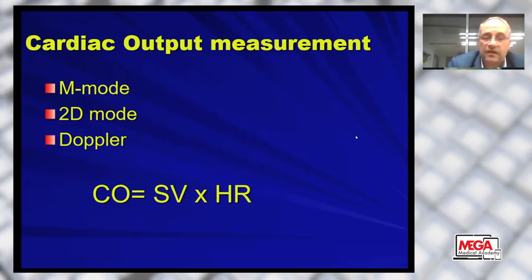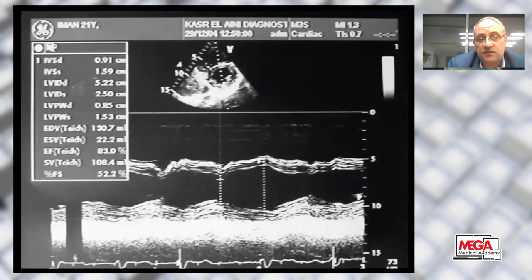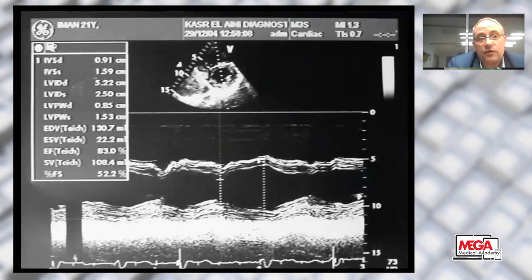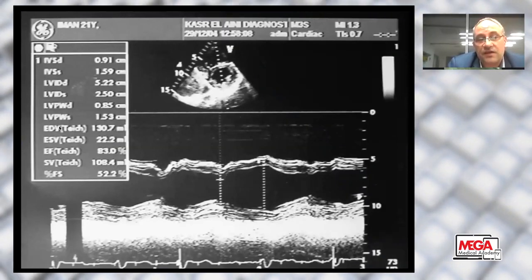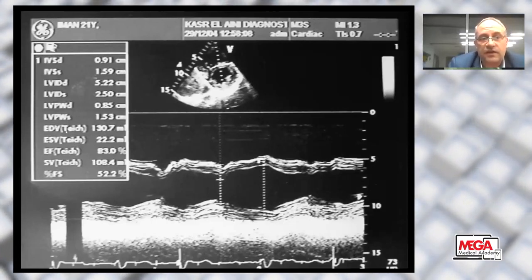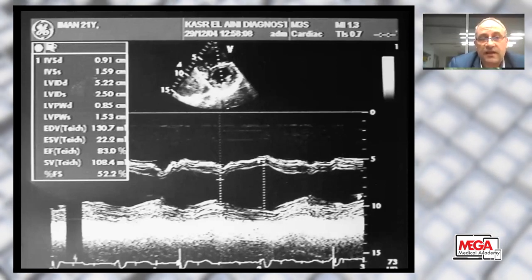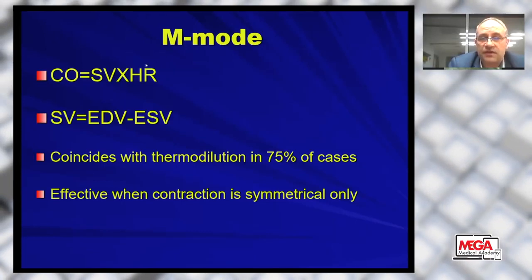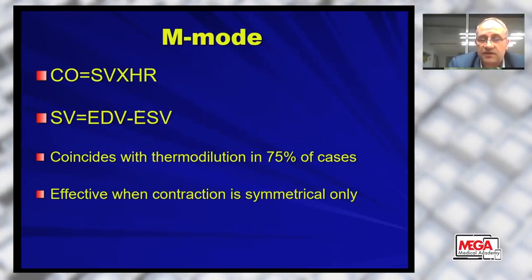M mode can help us to measure the diameter. We have here the end systolic diameter, and we have here the end diastolic diameter. Through an equation called Teichholz's equation, we can change this diameter into a volume. So I have corrected end diastolic volume and end systolic volume, and through it I can apply the formula: cardiac output equals stroke volume times heart rate. Stroke volume equals end diastolic volume minus end systolic volume.